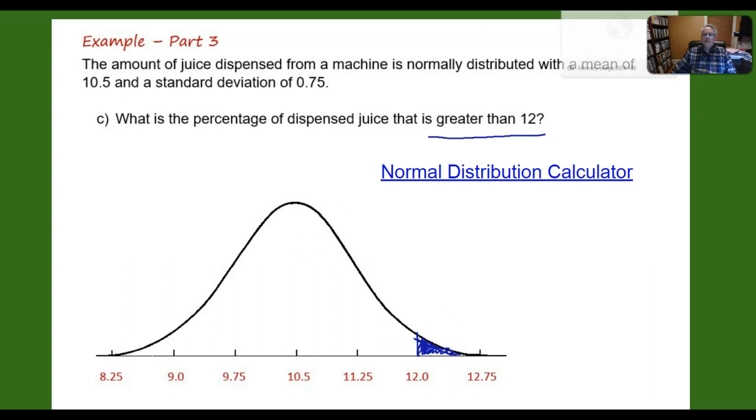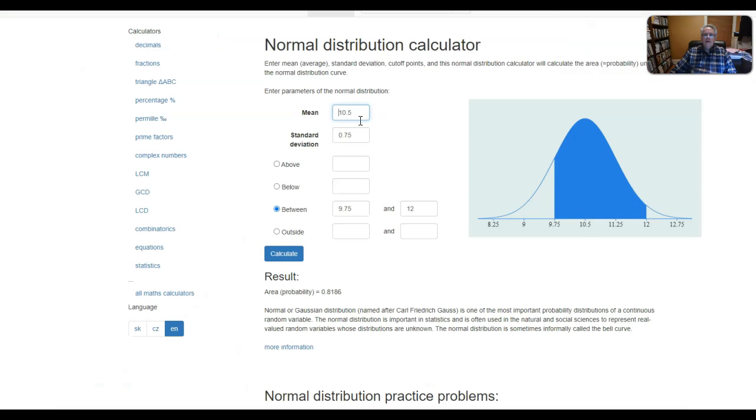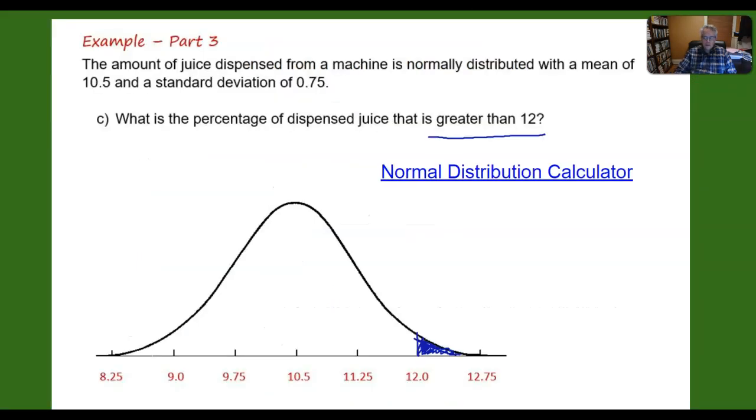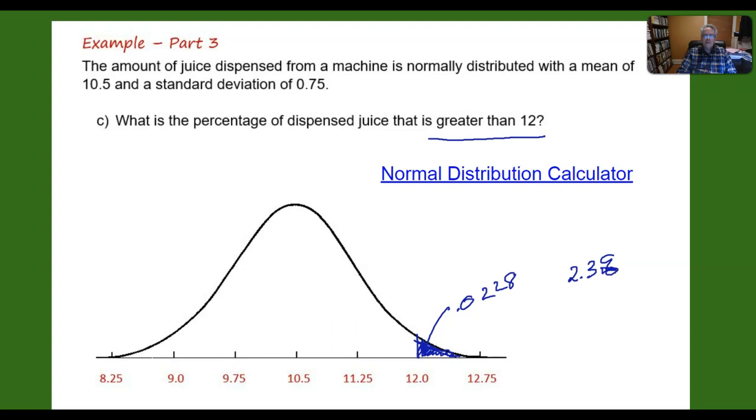So here we go. I'm going to go back to our normal distribution calculator. We have the mean and standard deviation in already, and we want the percent of time it's above 12. It shaded that little region, and it turns out it's 0.0228. So this area right here is 0.0228, which is about 2.3% if I round a little bit.